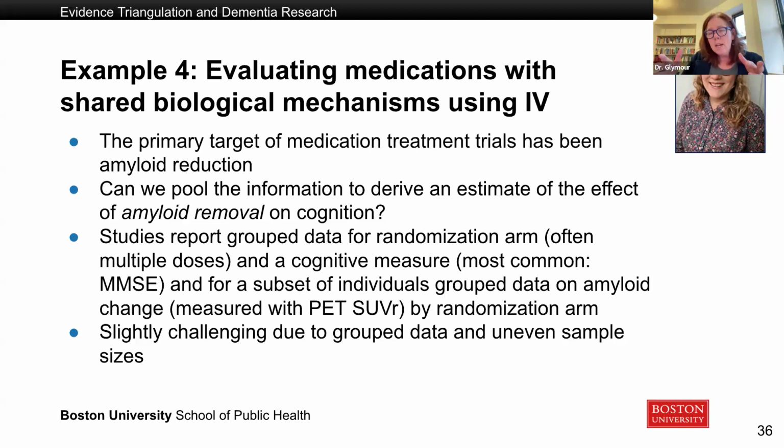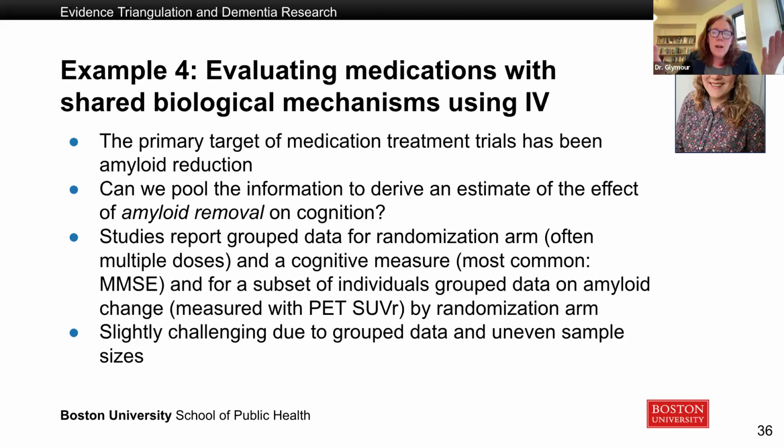Well, you can't directly meta-analyze them because the different drugs had different effects on amyloid, right? So if you directly meta-analyze them, you get some gibberish. But they all had the same idea, in theory the same biological pathway. So the idea was we could use an instrumental variable analysis to get an estimate of the effect of amyloid reduction on cognitive outcomes, and then meta-analyze the IV estimate.